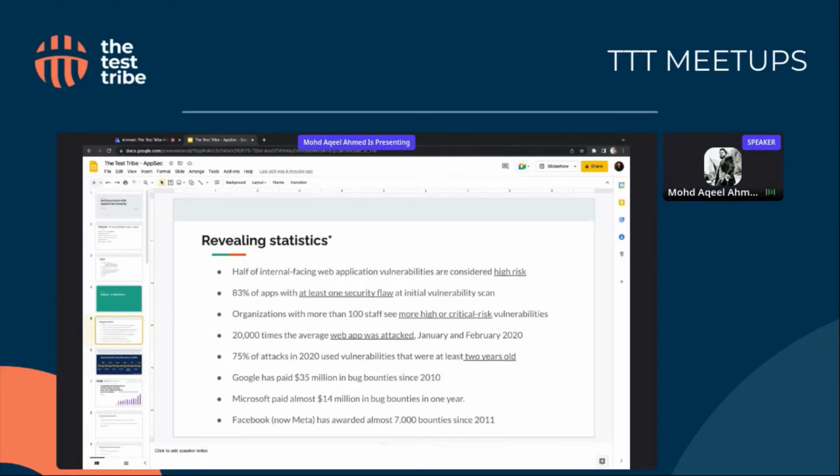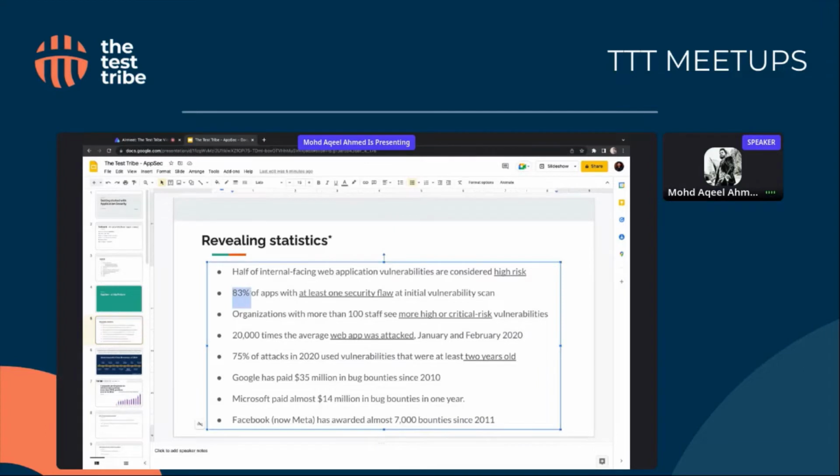And from the statistics, what we understand is that web application vulnerabilities that are identified are mostly high risk vulnerabilities. And application security is something that's mostly attributed to the attackers. And if you see the stats, 83% of the applications have at least one security flaw in the initial scans itself. When we get into the methodology, we'll understand that the initial scan is something where not much effort is put into the scanning area, and the initial scan will be identification of very low-hanging fruits.